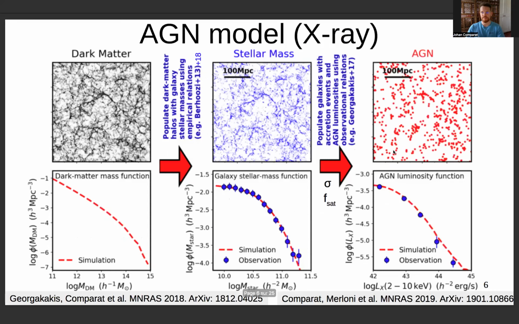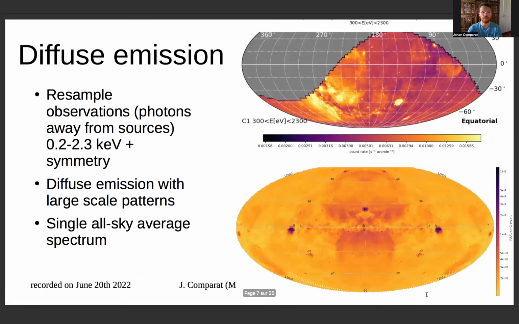The AGN model is different because we have a duty cycle. So we start from the dark matter light cone, populated with stellar masses using an average relation, typically like Behroozi or Moster 2018. And then we populate these with accretion events by abundance matching or drawing from the specific accretion rate distribution, as in Georgakakis 2018 or Comparat 2019. We then, by construction, have a luminosity function that looks exactly like our best knowledge of the luminosity function.